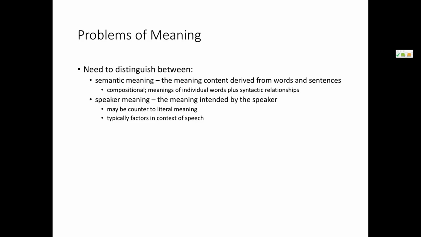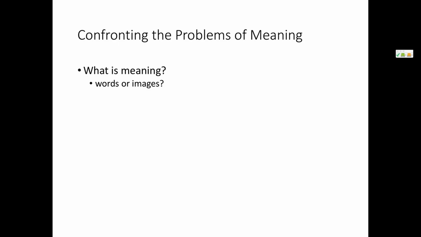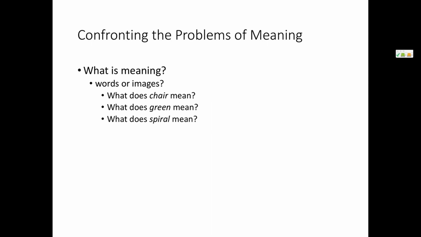Okay, all of these are important because they very much depend on how you interpret the meaning that you give, but also going against the literal meaning. Okay. So, same thing. What is meaning? Words or images? What does chair mean? How do you define chair? Okay. What does green mean? Now, green can have a whole bunch of different meanings, right? What do you think it means? What about spiral? What does that mean?